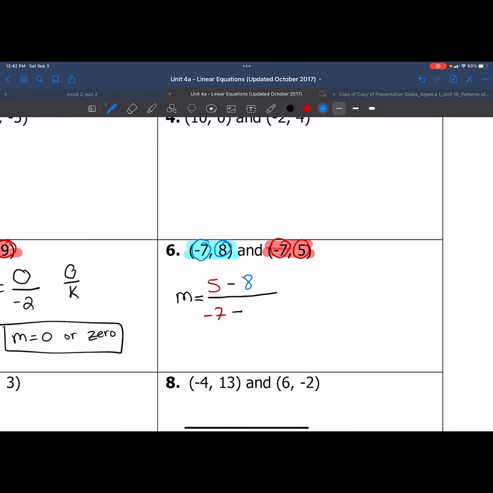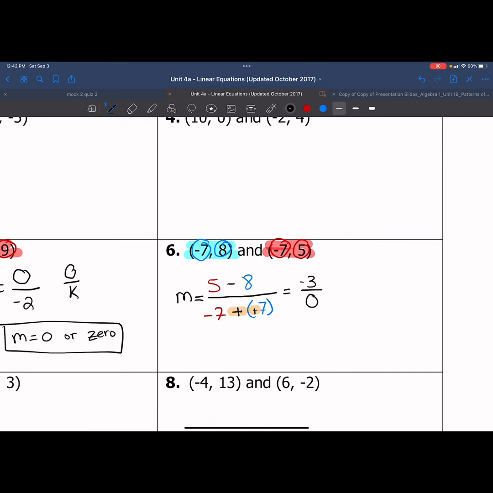Remember, if it's negative, we want to put it in parentheses to group that negative with the number. Remember, also I told you if you see a double negative situation, that's negative times negative, it makes it positive. So what we have here is 5 minus 8 is -3 over -7 plus 7 is 0.